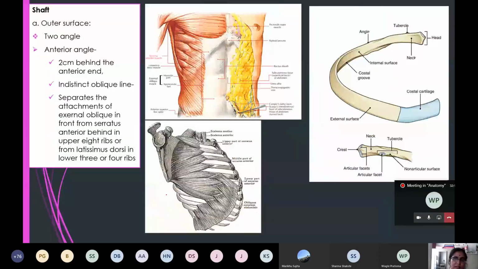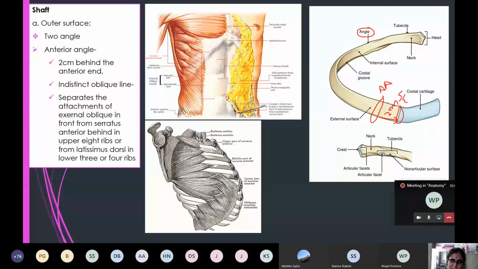Then, as I said earlier, there are two angles. The posterior angle of the rib is also known as the angle of the rib. And there is a slight angulation anteriorly here, known as the anterior angle. Which end is this, my dear student? External end. The anterior angle is about 2 centimeters behind the external end.